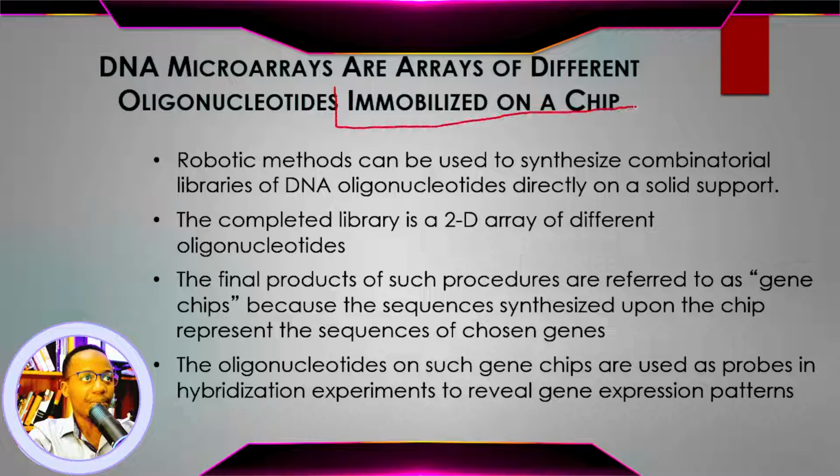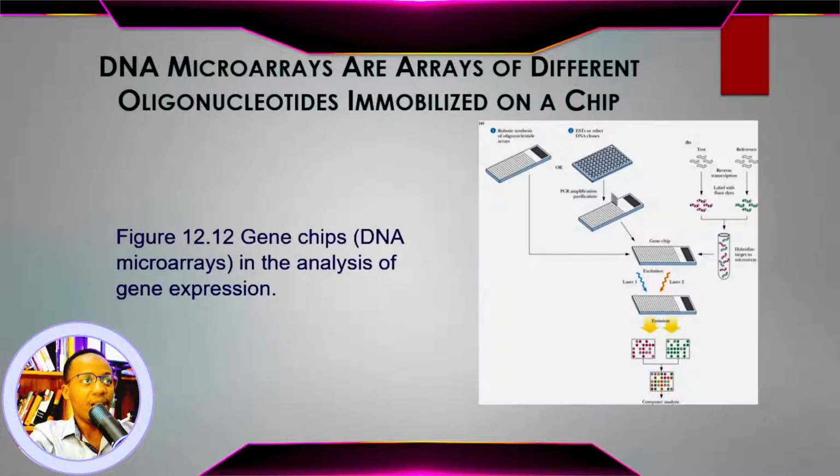So these are arrays of DNA, different oligonucleotides immobilized on a chip. So if you have a chip, right, and then you have something immobilized on it, you have libraries that are immobilized on it, right? What you can do is you can add your DNA, right? You add your DNA, the DNA that you want to study, and then you go through different cycles and different things, but what you end up with is find matches, right? You try to find the matches, to find the level of expression.